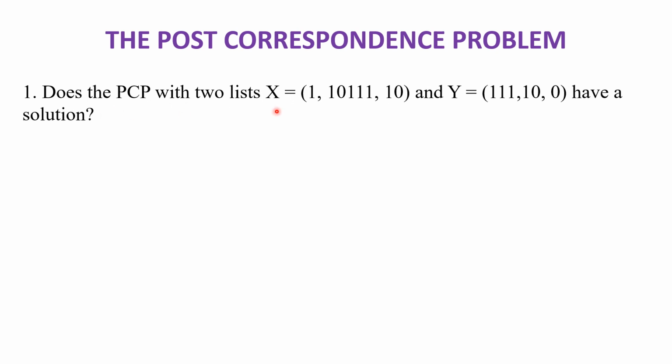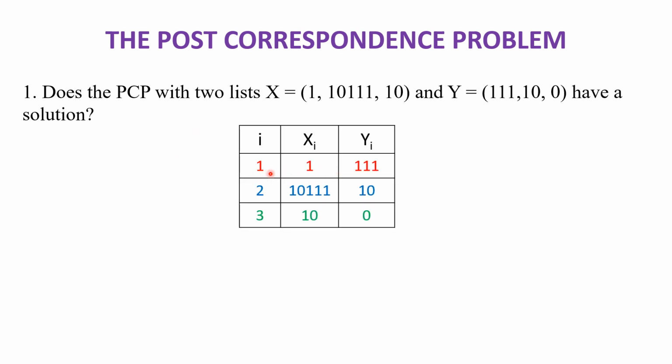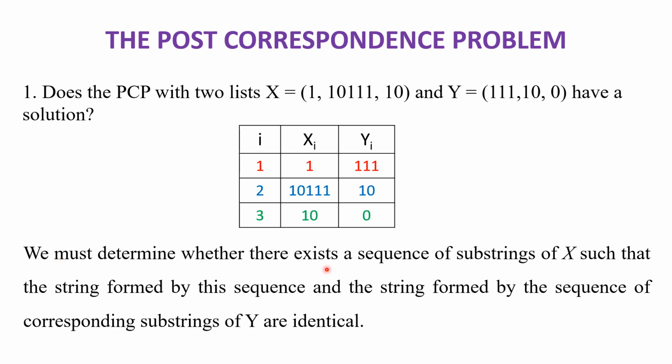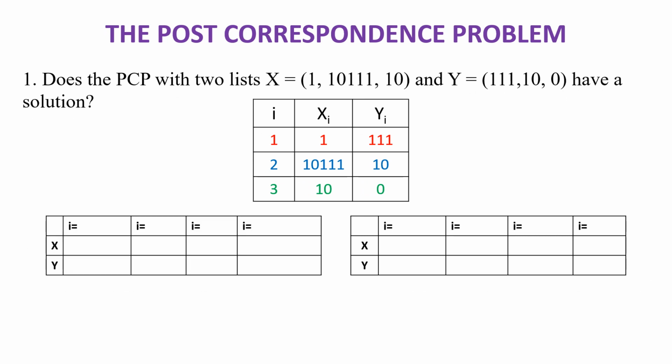So, does the PCP with two lists X and Y have a solution? Given x1, x2, x3 and its corresponding y1, y2, y3, we must determine whether there exists a sequence of substrings of x such that the string formed by this sequence, the upper half, and the string formed by the sequence of corresponding substrings of y, the lower half, are identical. So, in this PCP problem, we need to find an identical sequence such that the upper half is equal to the lower half.